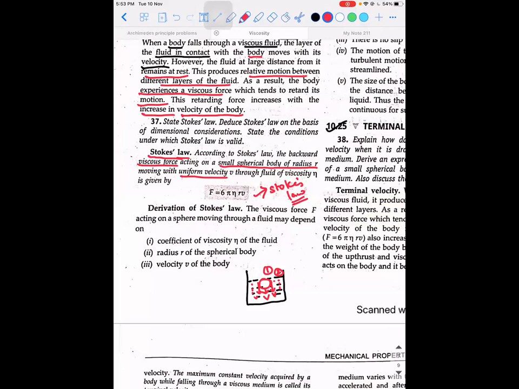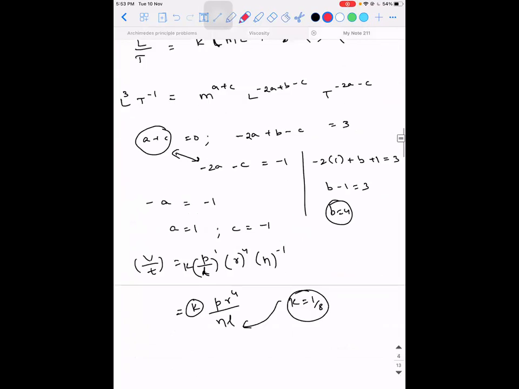Now we will see the derivation of Stokes law. This derivation is also based on dimensional analysis only. The viscous force F acting on the sphere moving through the liquid is observed to depend on the coefficient of viscosity of the liquid, the radius of the spherical ball, and the velocity of the object. So I'm going to show you the derivation.